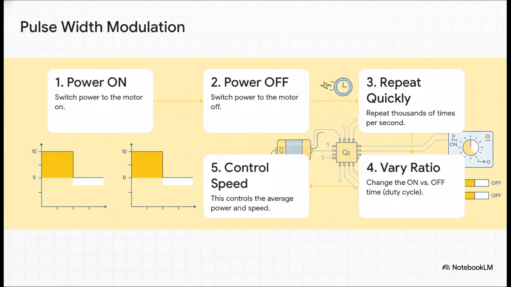Instead of giving the motor a steady stream of power, you just pulse it. You turn the power on and off really, really fast, thousands of times a second. By changing how long it's on versus how long it's off, we call that the duty cycle, you can control the average power the motor gets. More on time, it goes faster. Less on time, it goes slower. It's an incredibly simple and precise way to control speed.